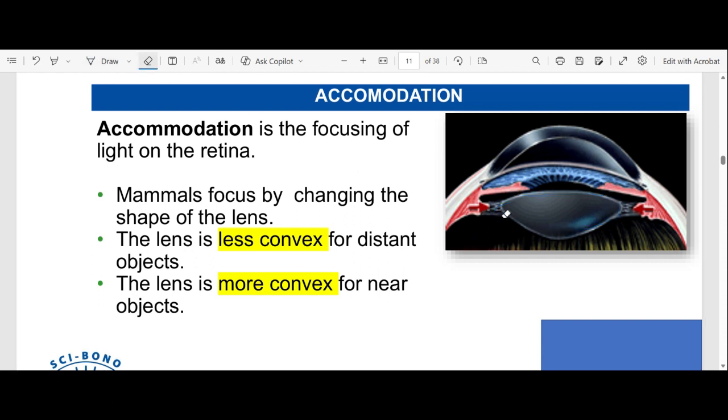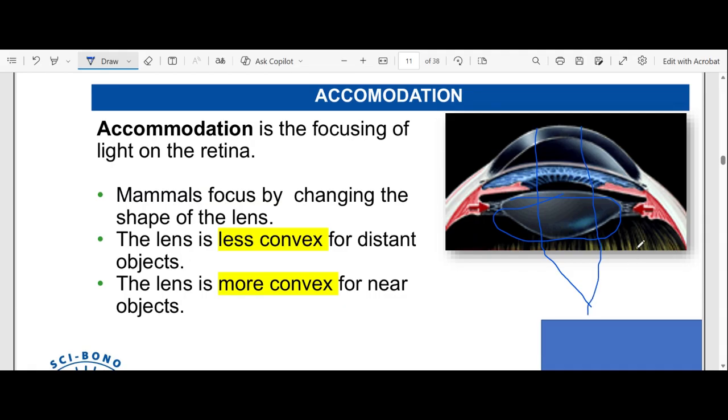And our lens for a near vision becomes more convex. It'll become more convex, right? When it becomes more convex, it'll increase the refractive power. So it means that it will refract light even more. So light will enter your eye and it will refract light even more, right? But when it is less convex, the refracting power of the lens will decrease.